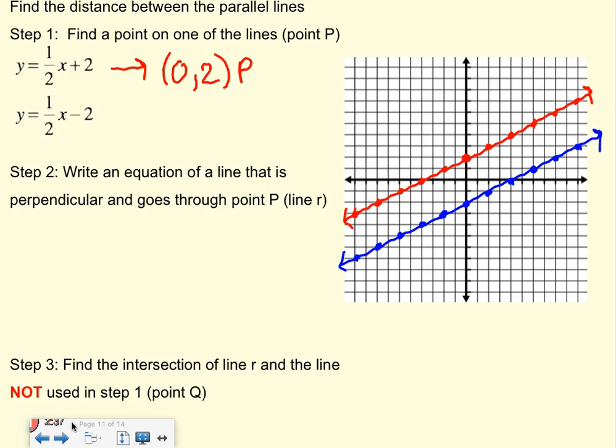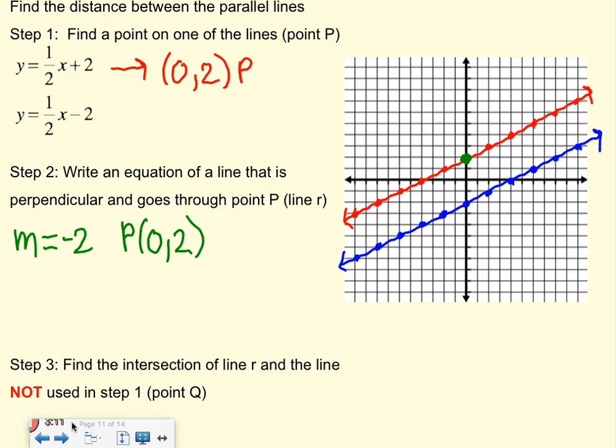So now it says step two, write the equation of a line that is perpendicular and goes through our point P. So here is point P, 0, 2, and I want to be perpendicular to this line. So what would my slope have to be? Not the same. Down 2 over 1. Negative 2, right? And our point P is 0, 2.